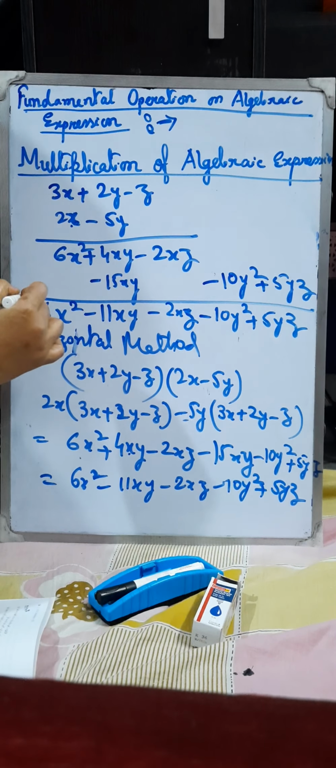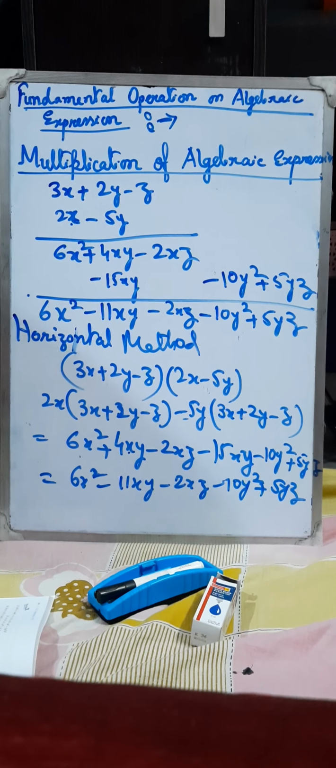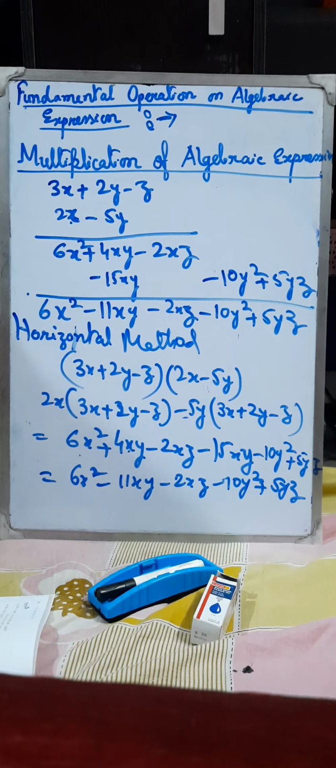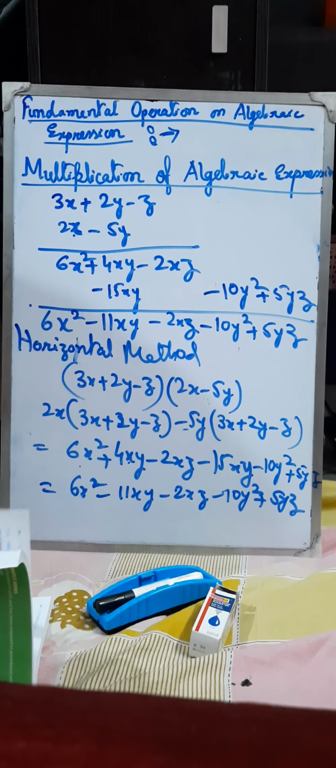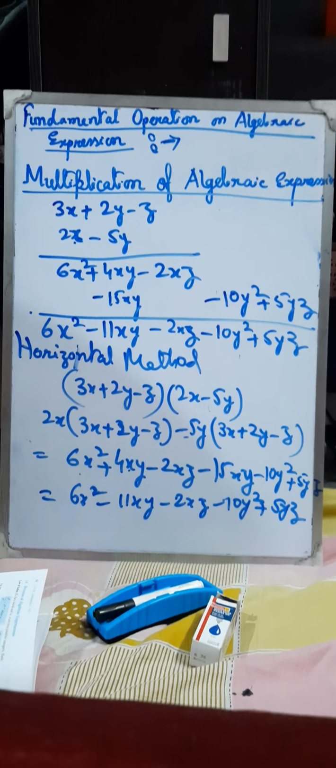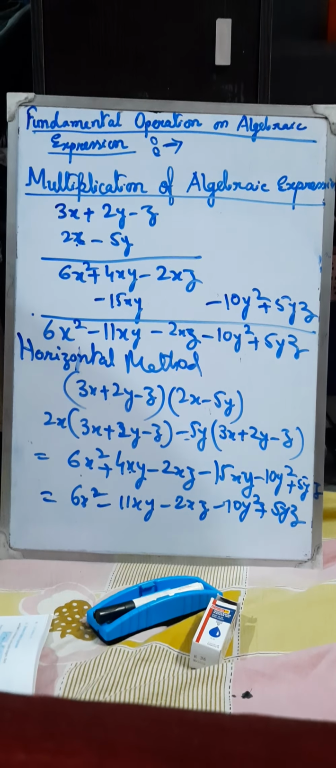That means the horizontal and column methods are different, but the answer will be the same. So in the next class, we will discuss how to do division of algebraic expressions.